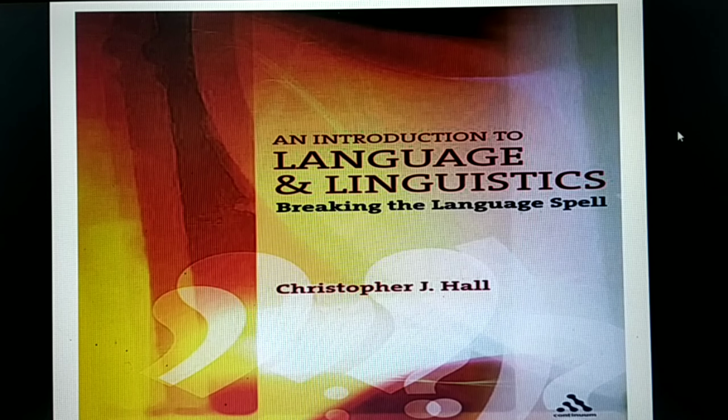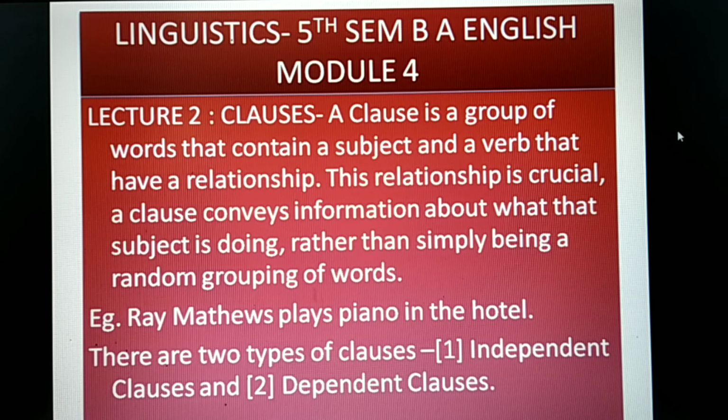We just began the series of lectures the other day, and in the first lecture we discussed the first topic in this module, that was of course types of phrases, and we saw that there are 8 types of phrases. And today let us just begin the second lecture in this series. In this lecture we discuss clauses. Let's understand what a clause is.